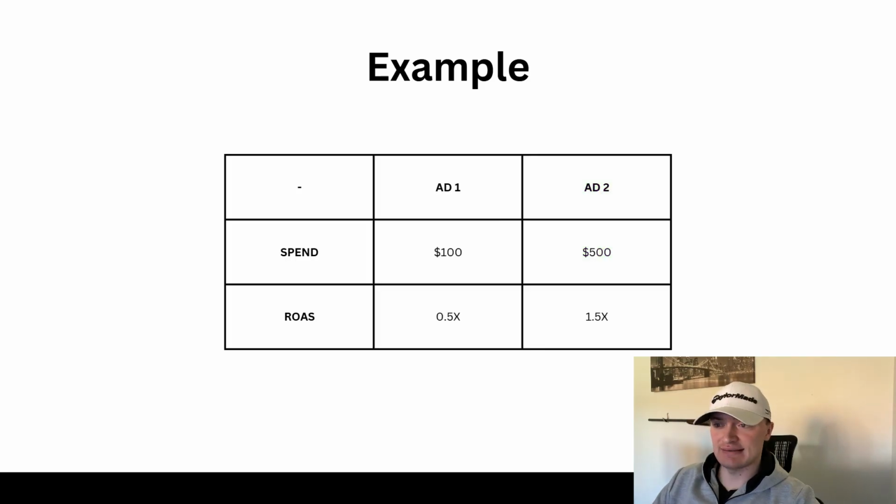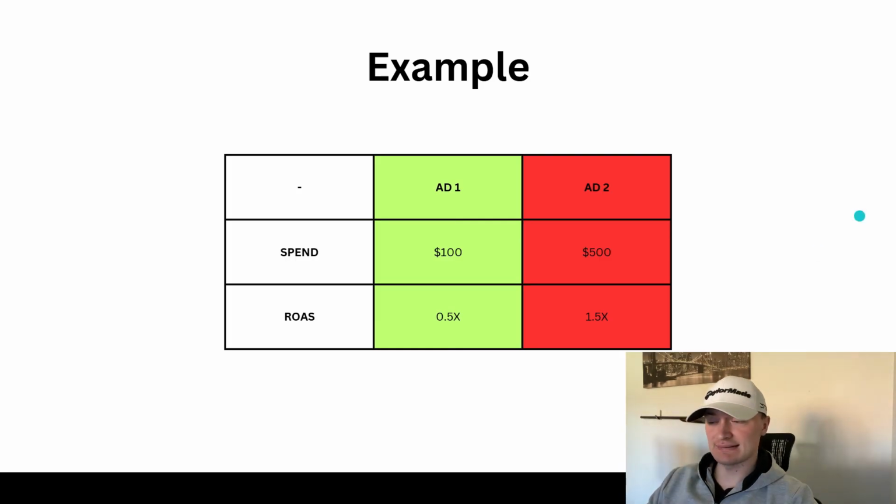So here's a second example. Again, ad 1, ad 2, spend, ROAS. The spend from ad 1 is $100, but the ROAS is 0.5. Now the spend from ad 2 is $500, but the ROAS is 1.5. Now, which ad do you think you will turn off and which ad do you think you will keep on? Here's the answer. Ad 1 you keep on, ad 2 you turn off.